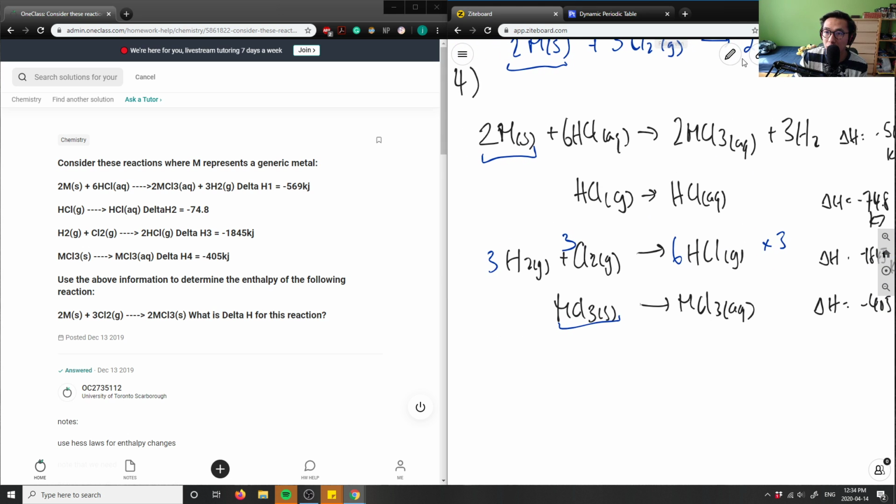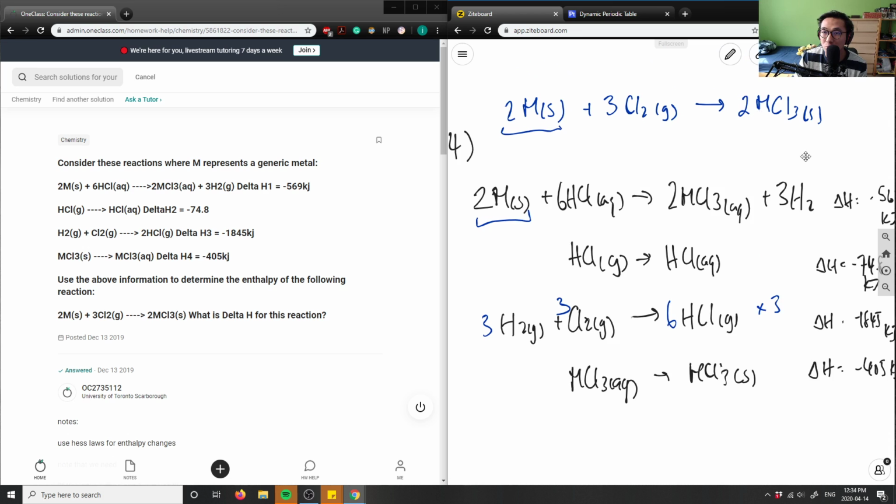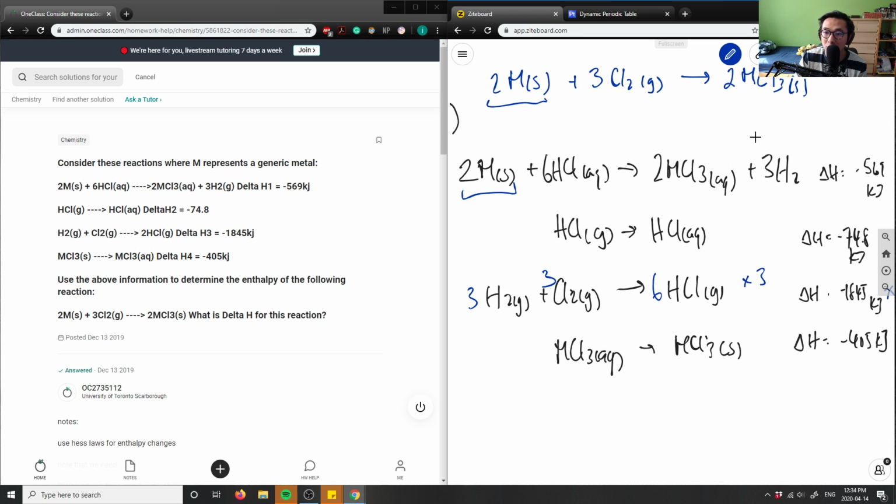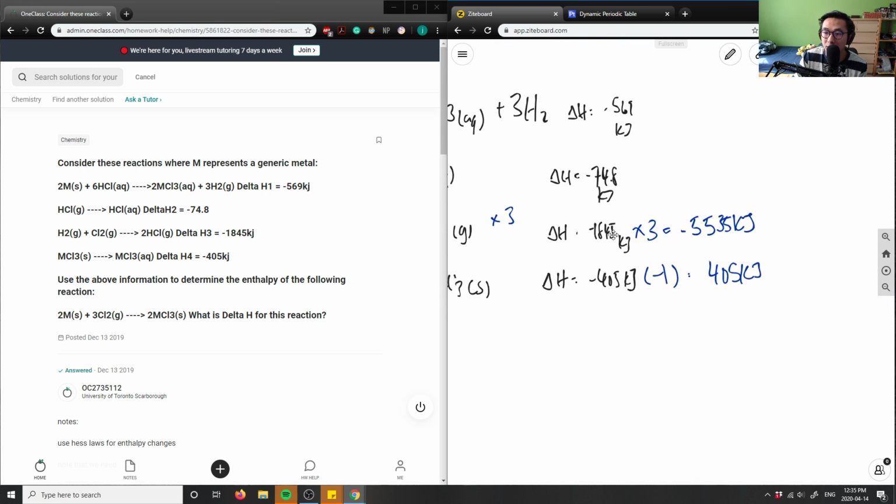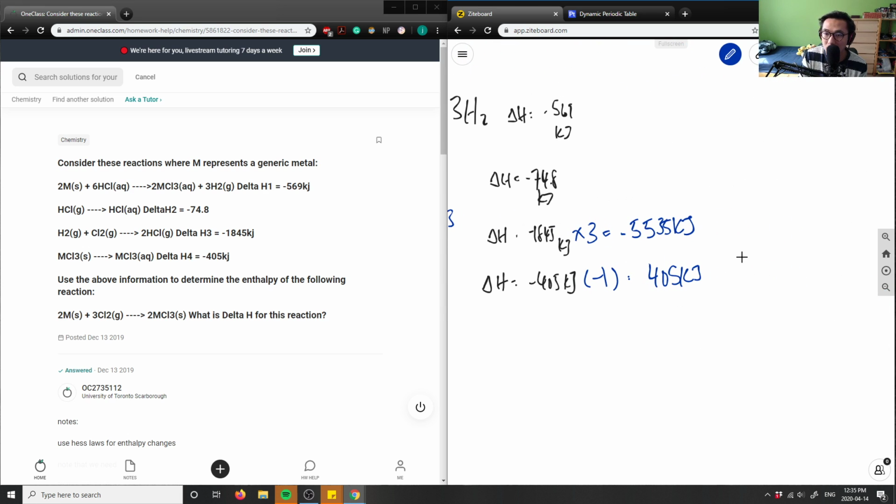So now what I can do is rewrite this equation here, and flip it to say that this MCl3 aqueous yields MCl3 solid. And I actually have 2 of them. I need 2 of them here, which means I have to multiply this entire equation by 2, right? So if I add a 2 here and a 2 here, then I would have to multiply this enthalpy here by 2, which would give me 910 kilojoules. Okay, sweet. So I did that.